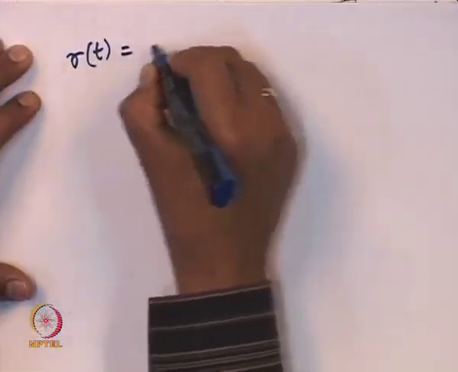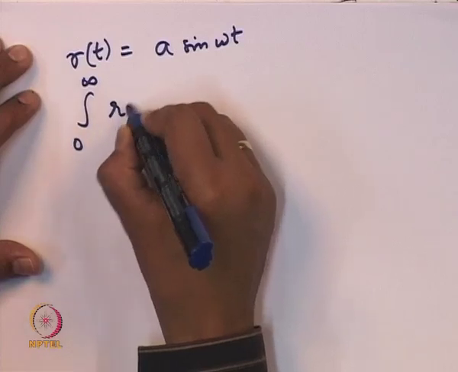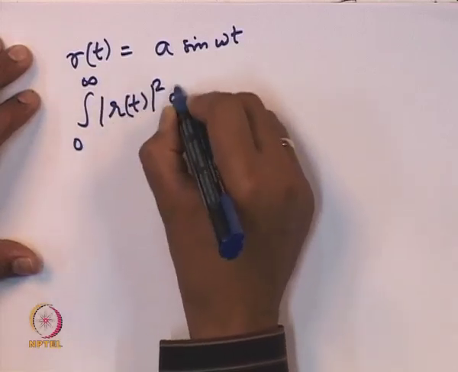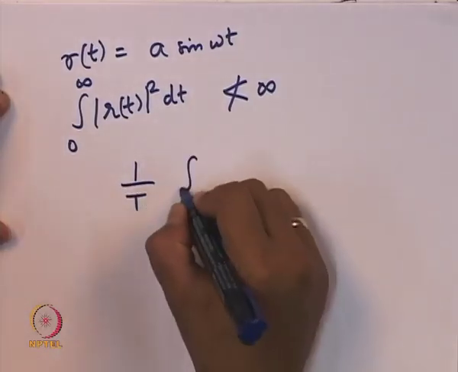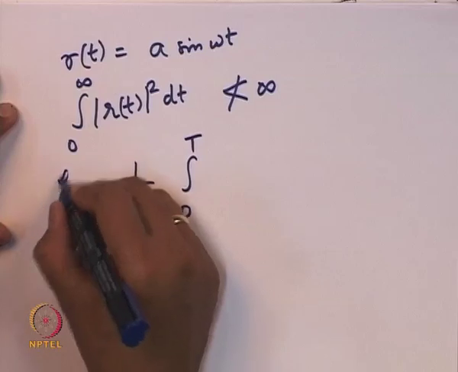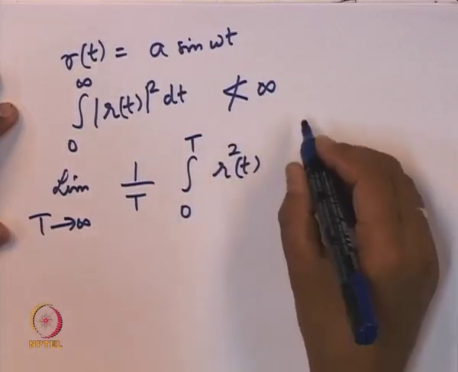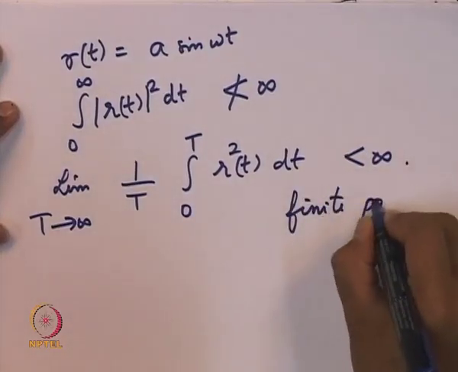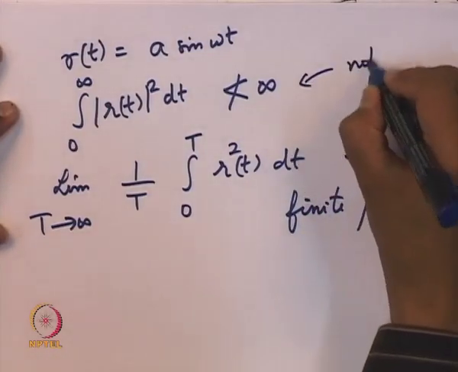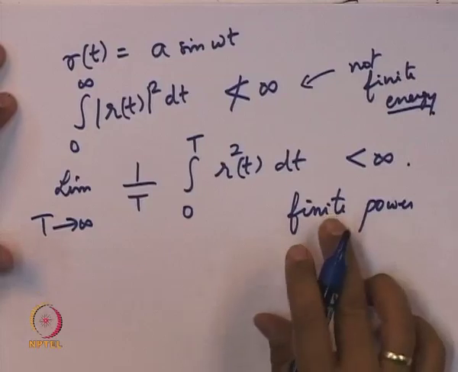These things are made precise in Vidyasagar's book. When r of t is equal to a sin omega t, the integral from 0 to infinity of r of t square is not finite. But if you divide by t, if you look at the power in the signal, the limit as t tends to infinity of r of t squared, taking square is the same as taking absolute value and then taking square, this is finite. We will say this is not finite energy, but it is finite power.